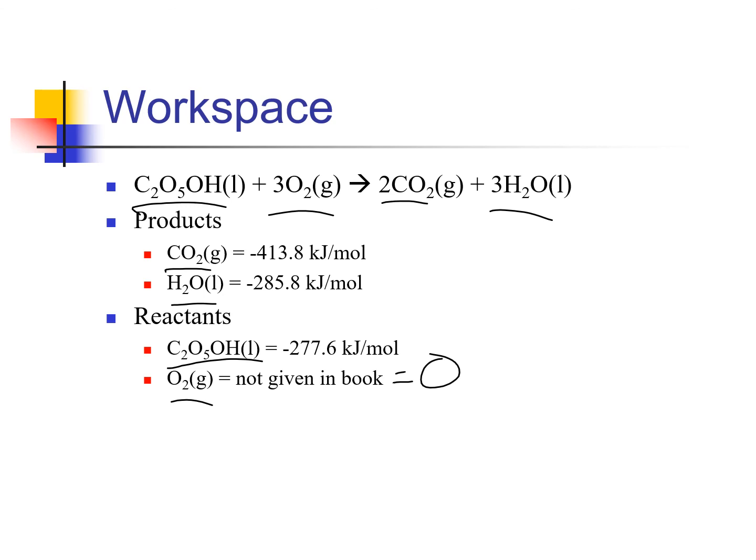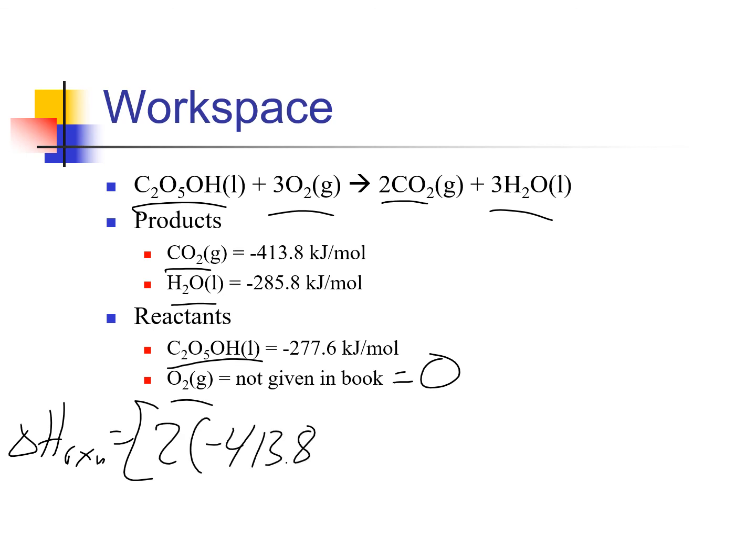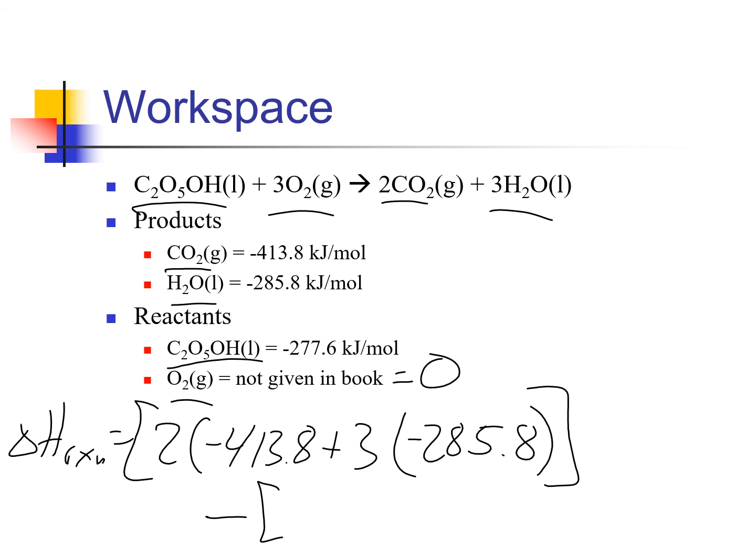So what we do now is very straightforward: products minus reactants. For the heat of reaction, I look at my products. I see 2 moles of carbon dioxide. So 2 times negative 413.8, plus 3 times the water, negative 285.8, products minus reactants, negative 277.6. And then you run it through your calculator and you get the answer.